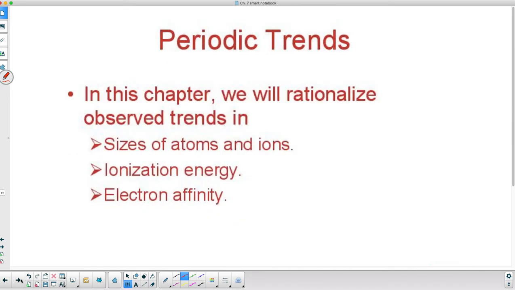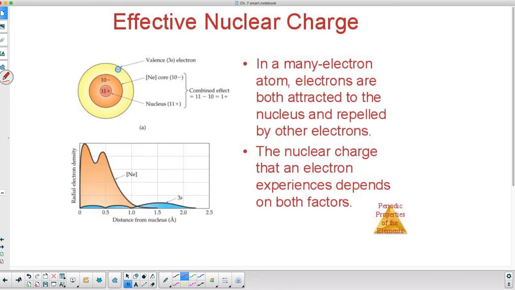Periodic trends in this chapter will rationalize observed trends in the size of the atoms and ions. We're going to talk about that. Ionization energy is for the next time, and electron affinity is for the next time. So first of all, effective nuclear charge.